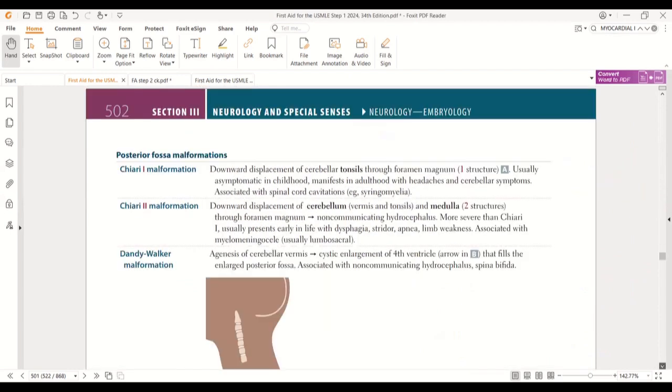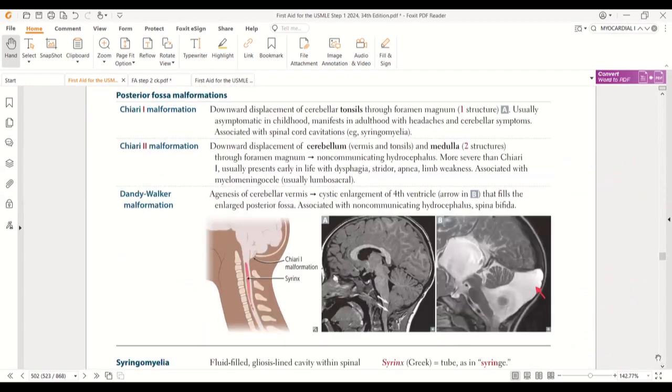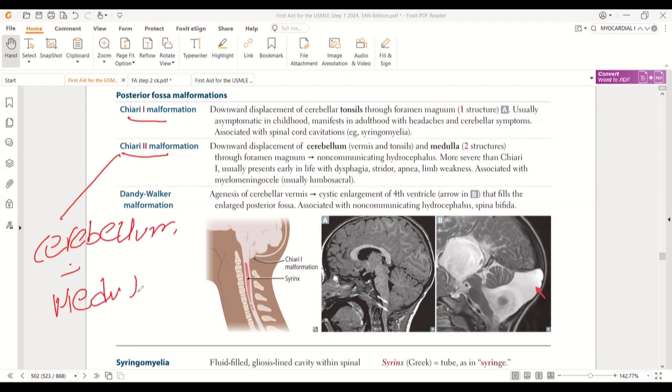Okay, some other high yield pathologies. Again, this is a high yield one: the posterior fossa malformations. These are Chiari 1 and Chiari 2. One means one thing is displaced, the cerebellar tonsil. In two, cerebellum plus medulla, right? So in one, the cerebellar tonsil is displaced.